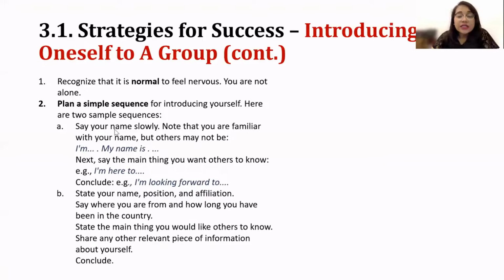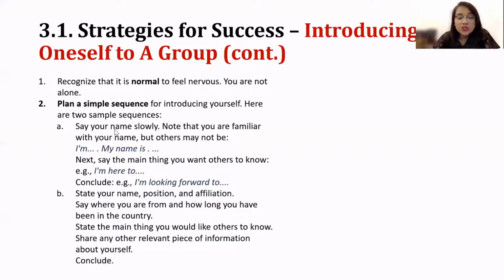And another sequence can involve this. State your name, position, and affiliation. If you are from a certain university, say your university name. Then say where you are from and how long you have been in the country. And then state the main thing you would like others to know, and then share any other relevant piece of information about yourself, and then finally conclude.